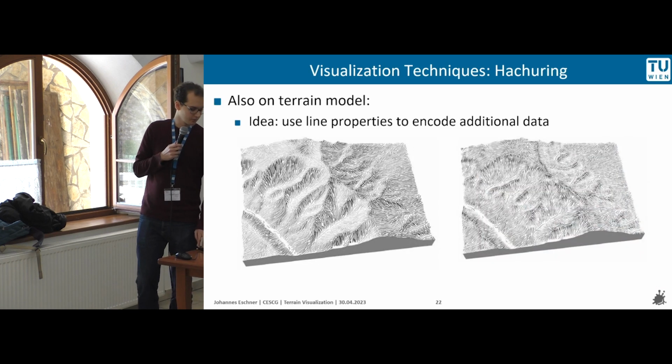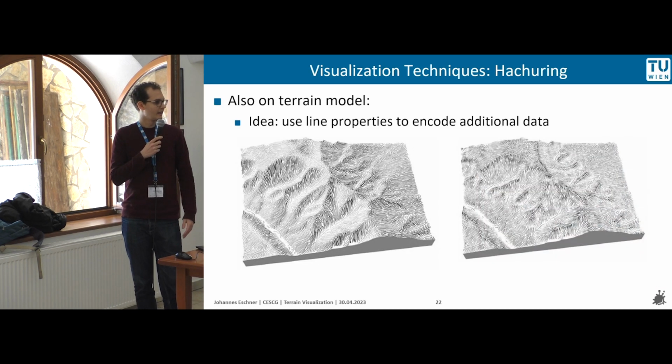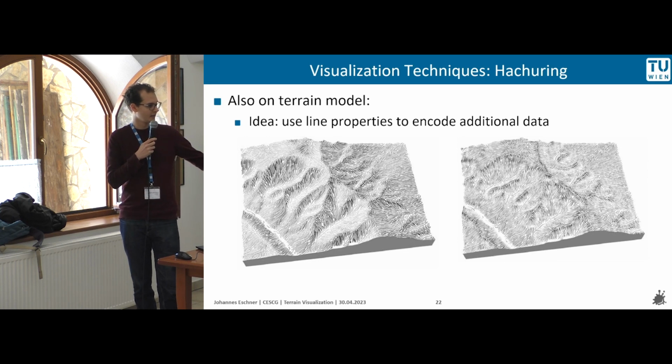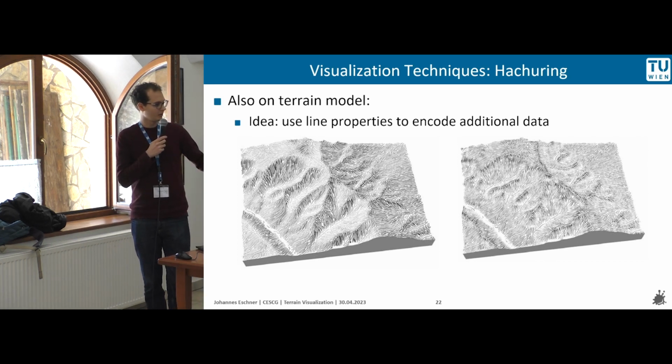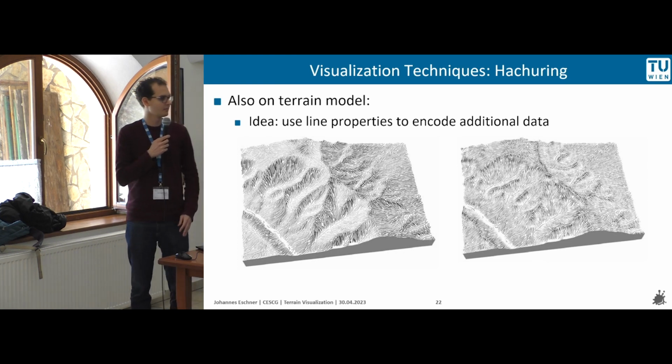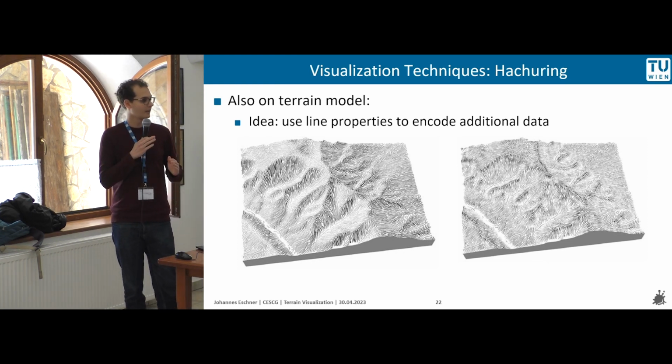And you can of course also do that on a terrain model. And the idea here, or my idea here, is to use these lines also to encode additional properties. So this is from related work where they use the hashure lines to encode, for example, the aspect also. So you can see all the slopes facing in our direction here are encoded darker, whereas the ones facing in the other direction are encoded lighter. Or for example, the steepness also in the other image here, where the steeper slopes have either more dense lines or also darker lines.